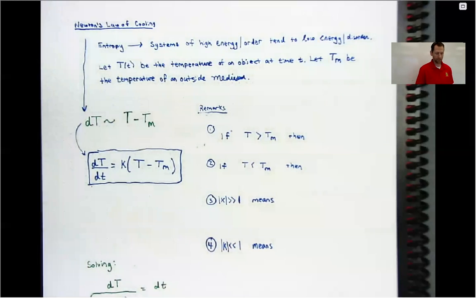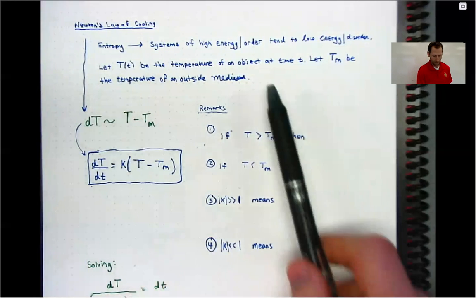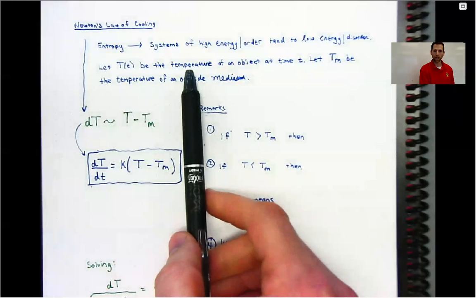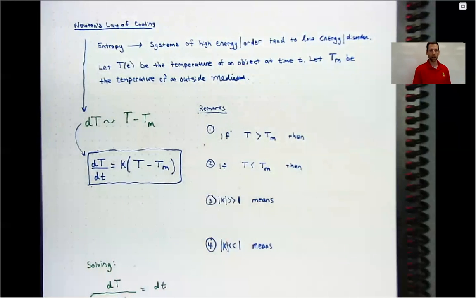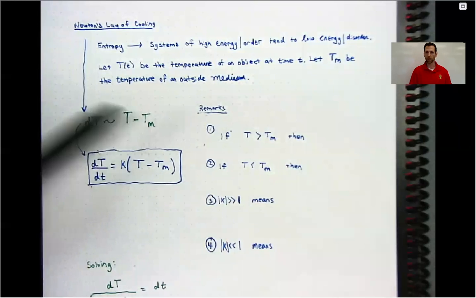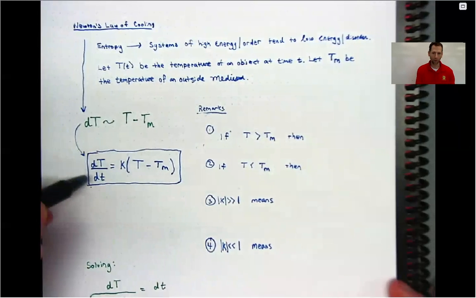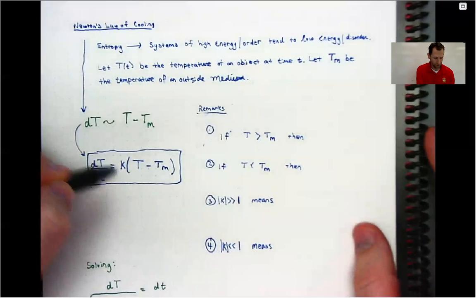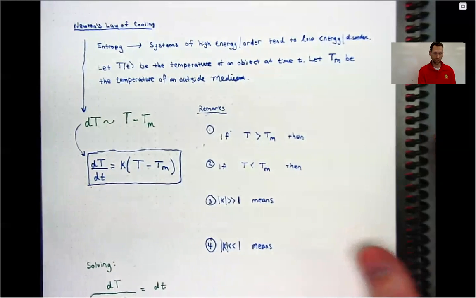So let T of t be the temperature of an object, it could be of a person, at time t. And let T of m be the temperature of some outside medium. That could be your cup of coffee, which has some temperature, and you've now subjected it to your outside room temperature that's being held constant. The idea of Newton's law of cooling is that the change in the temperature in time is proportional to the difference between the temperature of the object and the outside medium. So our differential equation is dT/dt equals a constant times T minus Tm.